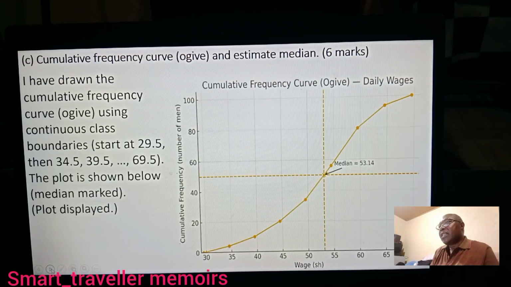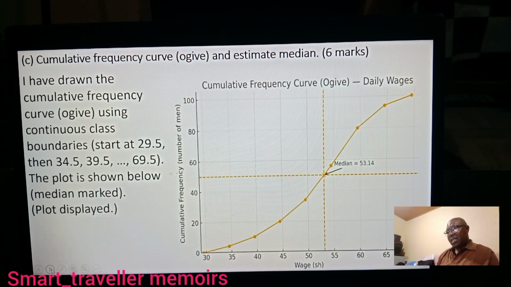So the cumulative frequency curve, or Ogive, and the estimation of the median is displayed here on the graph. We have drawn the cumulative frequency curve using continuous class boundaries. That is, we start at 29.5, then 34.5, 39.5, up to 69.5. They should be continuous. Then the plot is shown in the diagram.